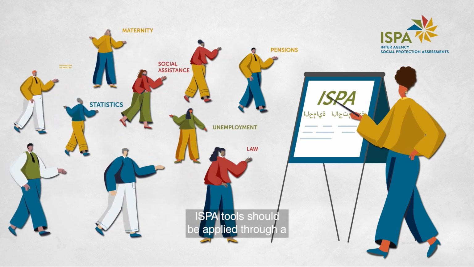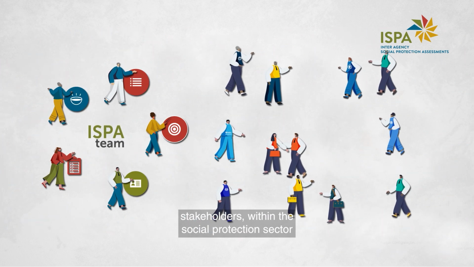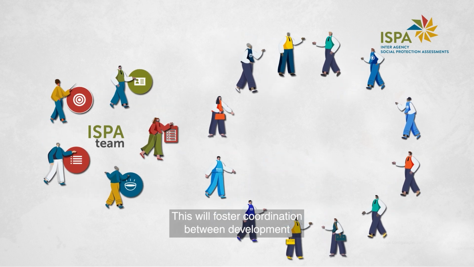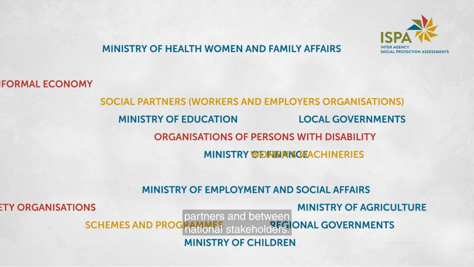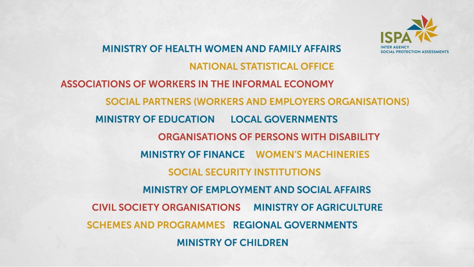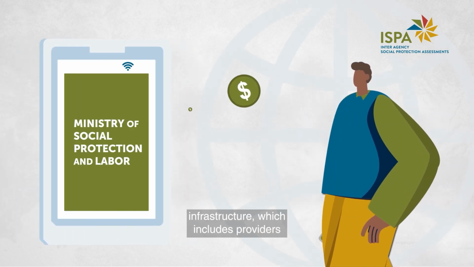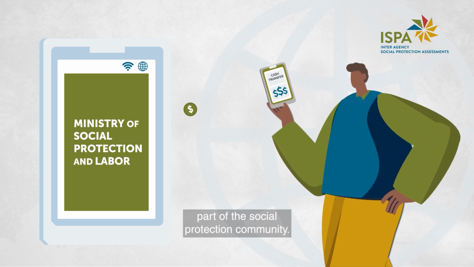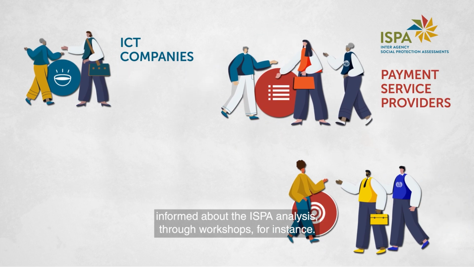ISPA tools should be applied through a participatory process that involves relevant stakeholders within the social protection sector and beyond, at all levels of administration. This will foster coordination between development partners and between national stakeholders. For instance, in a payments assessment, one should consider the universe of the payment infrastructure, which includes providers who are not typically considered part of the social protection community. The identified stakeholders should be informed about the ISPA analysis through workshops, for instance.